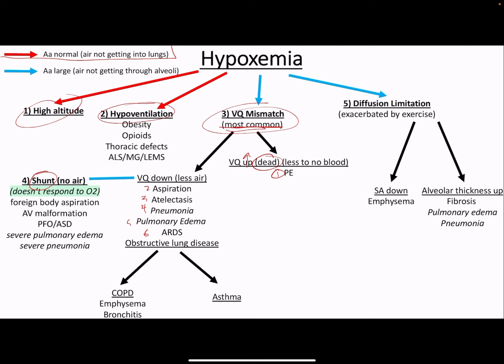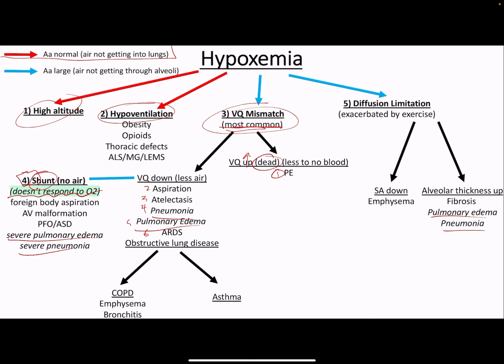Shunts are such common forms of hypoxemia, not as common as a VQ mismatch, but they're also so important because they are the only ones that do not respond to oxygen that we consider them their own category. This is the fourth category. Foreign body aspiration, AV malformation, patent foramen ovale or atrial septal defect. Notice that pneumonia and pulmonary edema can show up a couple different places. They can show up over here, which we'll talk about. They can also show up here if it gets particularly severe. So the difference is a little bit of air getting in versus absolutely no air getting in, to the point where you cannot compensate with hypoxic vasoconstriction.